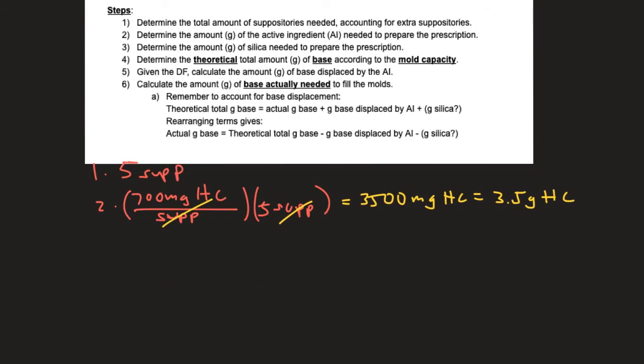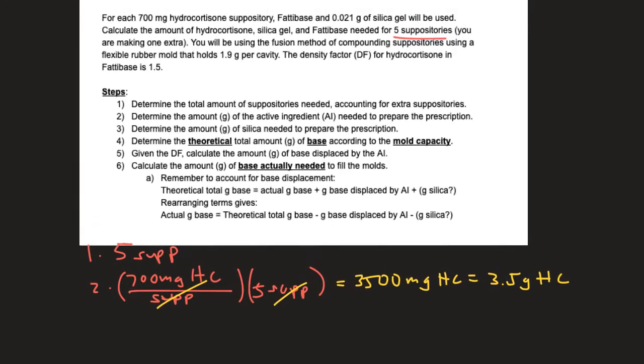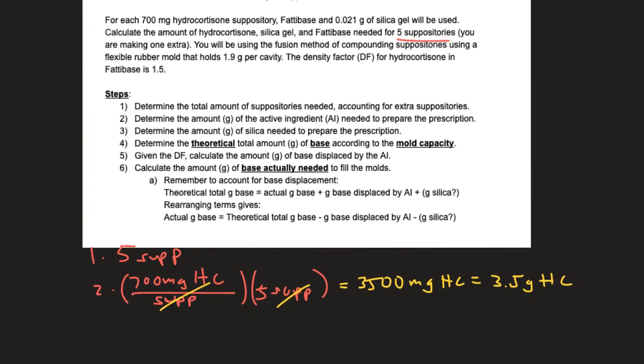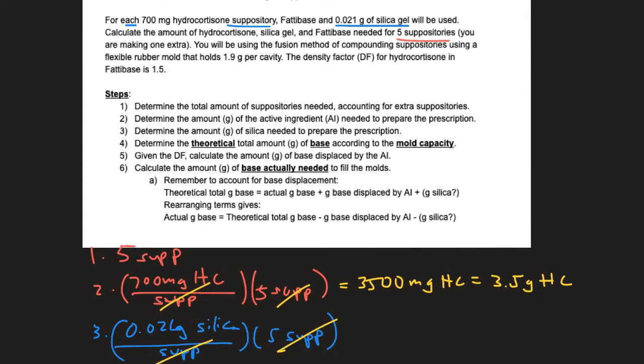Step 3, we're going to determine the amount of silica needed to prepare the prescription. So we know that in each suppository, 0.021 grams of silica will be used. So 0.021 grams of silica per suppository times 5 suppositories, to cancel out the units of suppositories in the numerator and the denominator, you get 0.105 grams of silica.